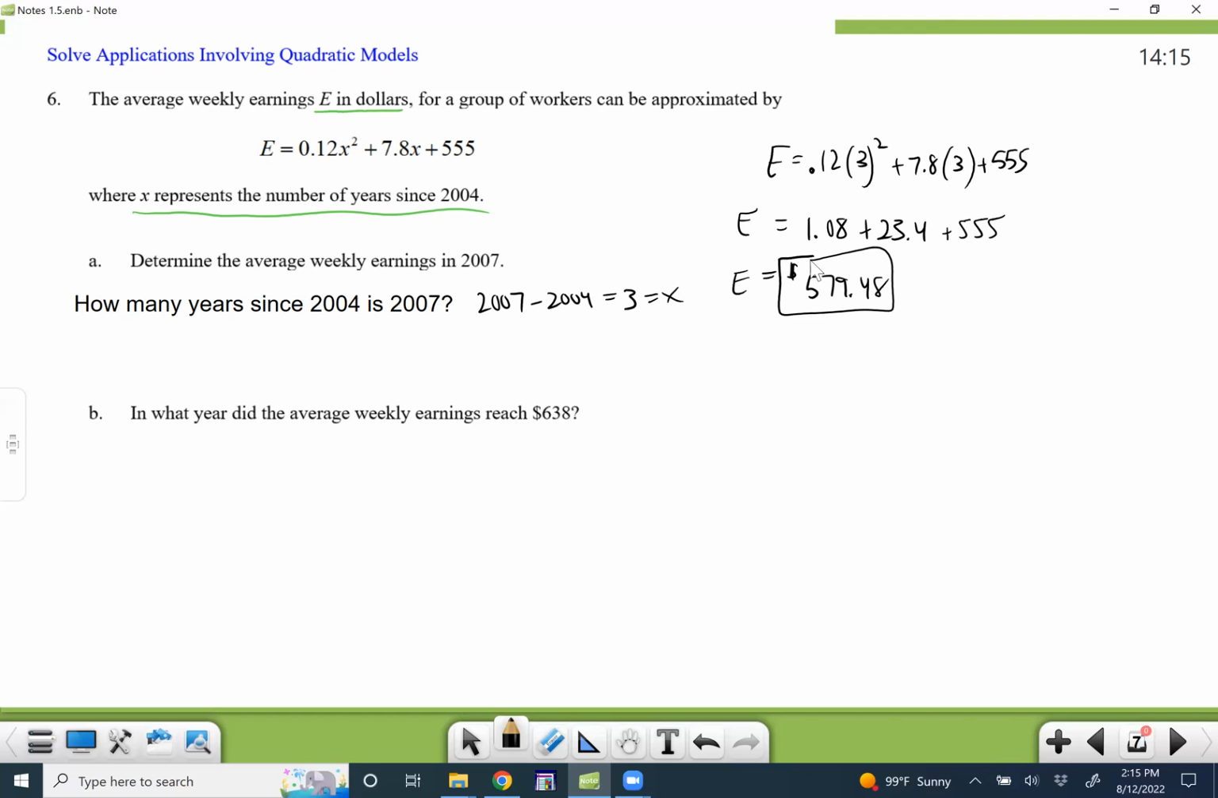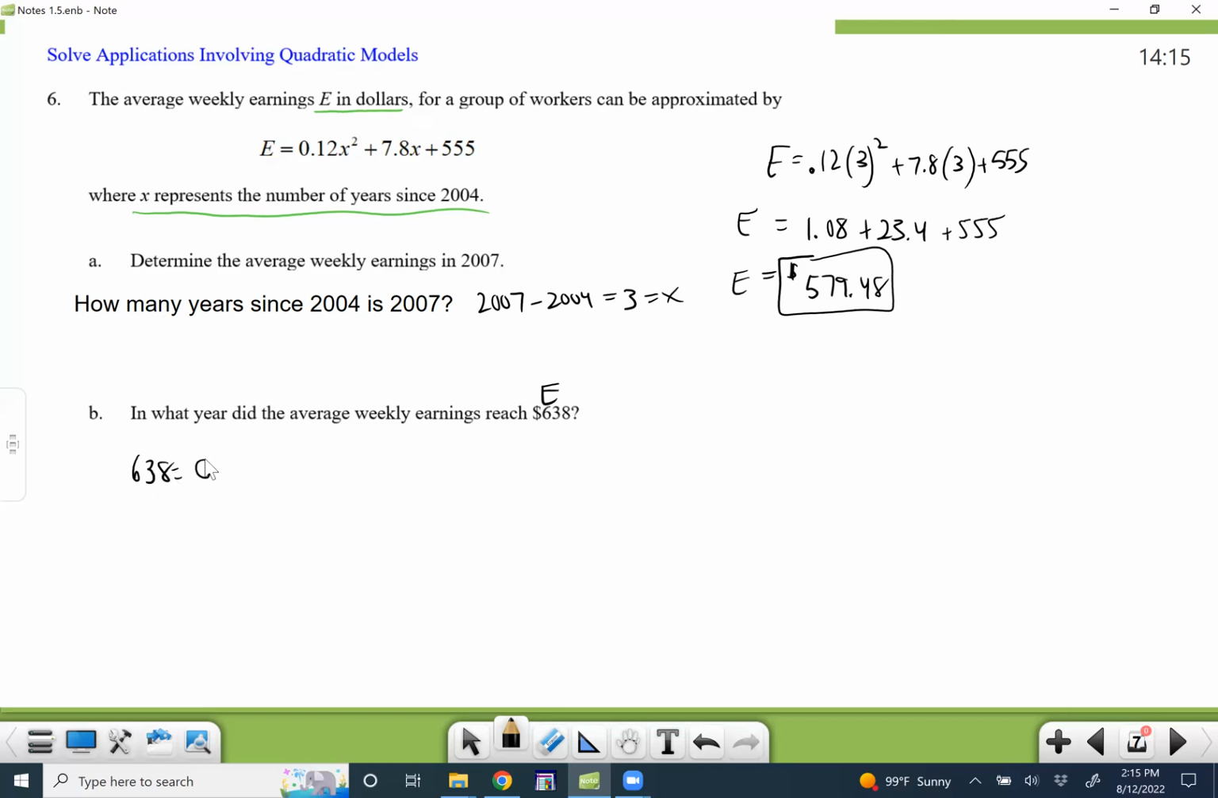In what year did the average weekly earnings reach $638? So this has to be the E now, not the X. It's not the number of years since 2004, right? It's dollars, and we know E's in dollars, right? So we're going to put the 638 in where the E is in the original problem. So I'm going to put it right there.